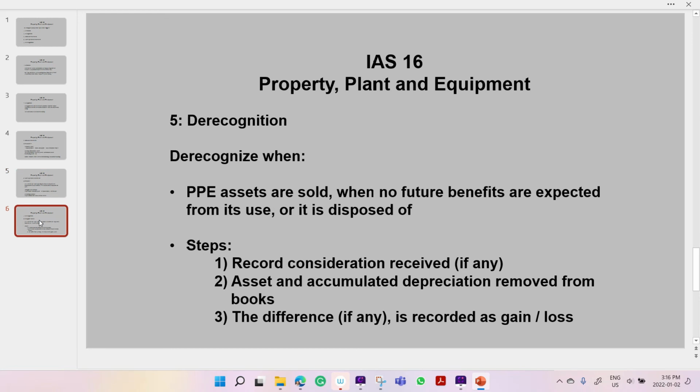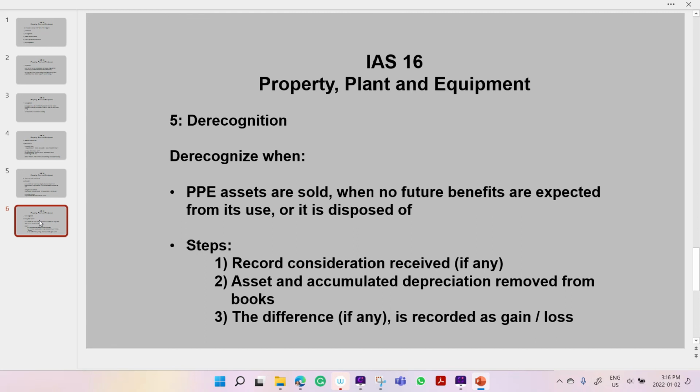And then lastly, there's derecognition. You derecognize a PP&E asset when it's being sold, when no future benefit is expected from the asset, or when it's being disposed of. It doesn't have to be sold. It can just be a disposition. And again, there's three steps.